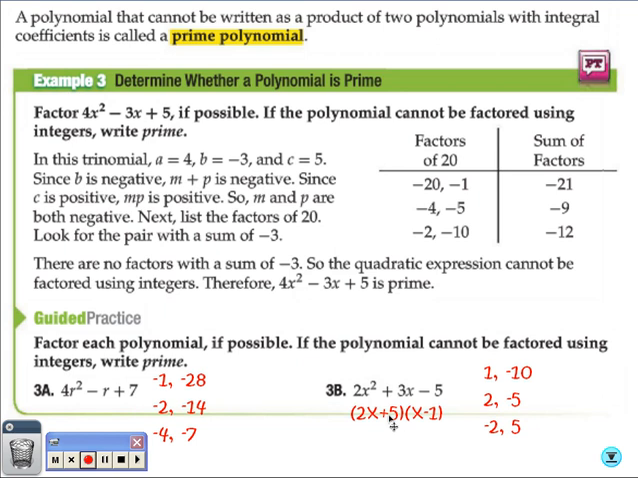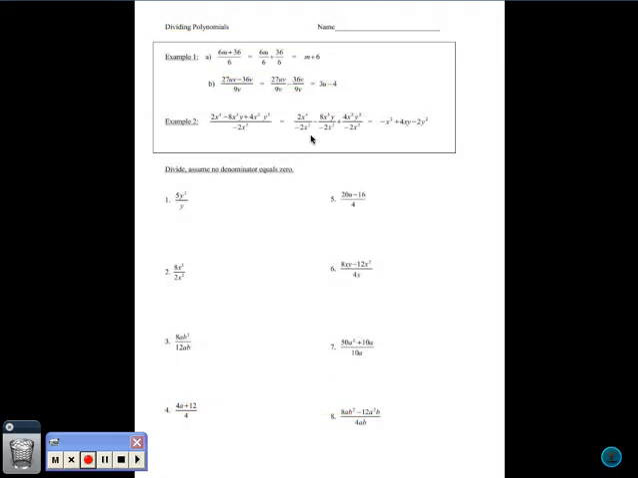All right. And again, we could FOIL this and check to make sure we've done it right, or you could use your graphing calculator if you preferred that. We also need to take a look at dividing polynomials. Let me make this a little bit bigger.